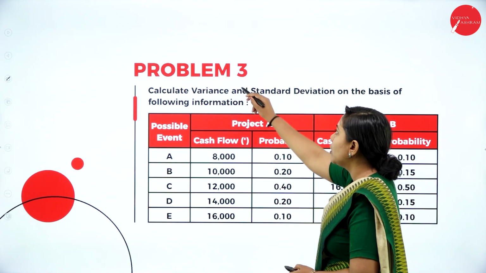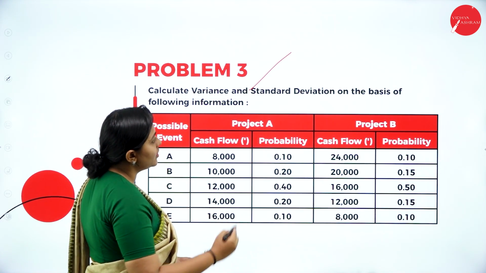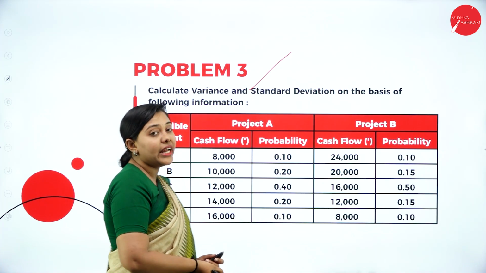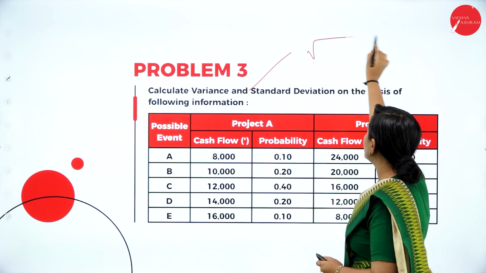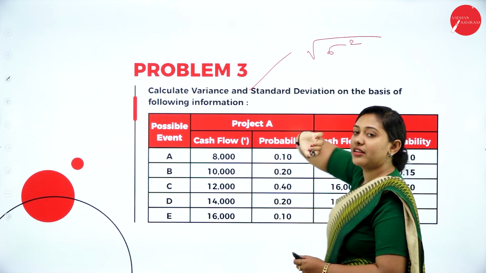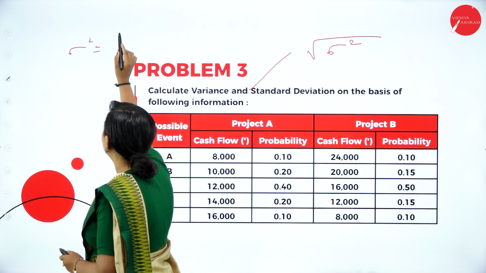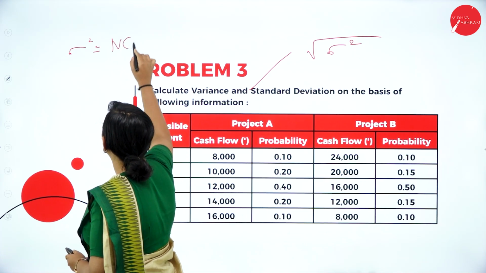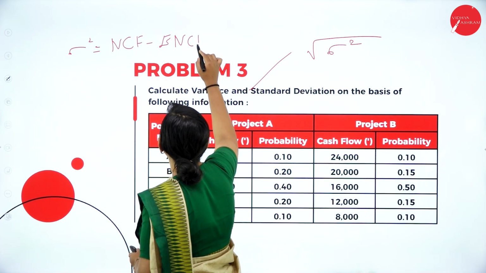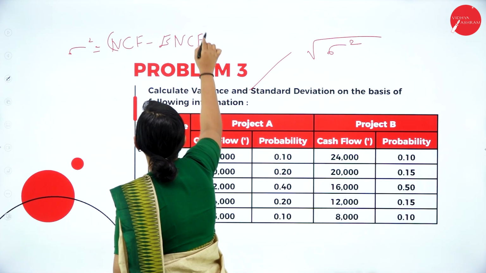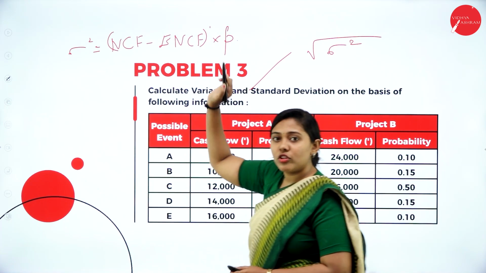Moving forward, problem 3: calculate the variance and standard deviation on the following data given. So, you got to know the standard deviation formula: square root of variance is standard deviation. Variance is equal to your net cash flow minus expected net cash flow for year 1, into probability. So, this is for the first year.